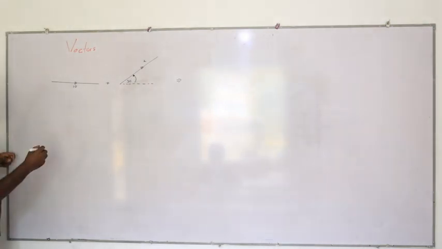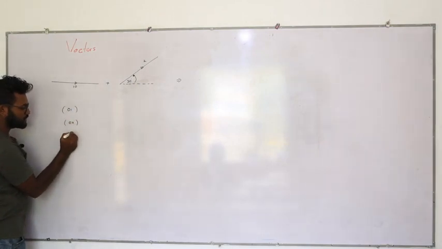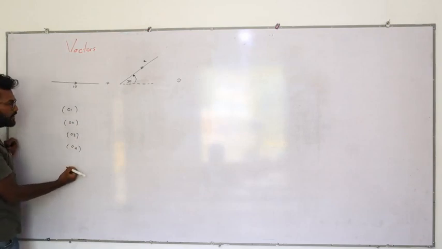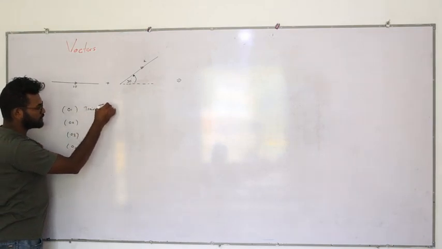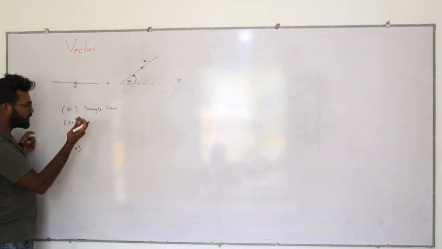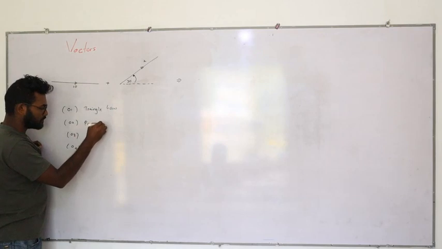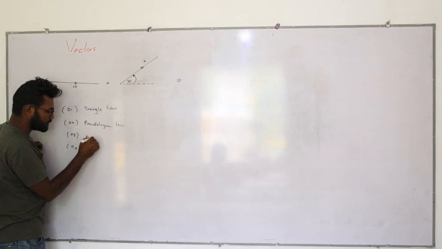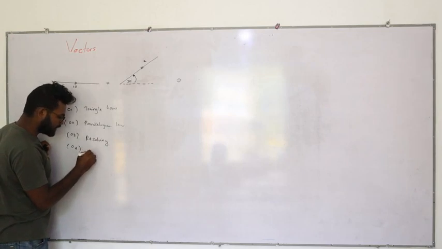Well, we are going to learn 4 ways of adding 2 or more than 2 vectors, right? So we can use the triangle law of the vector triangle. The second case will be the parallelogram law. The third case will be the resolving. And the fourth case will be vector polygon.